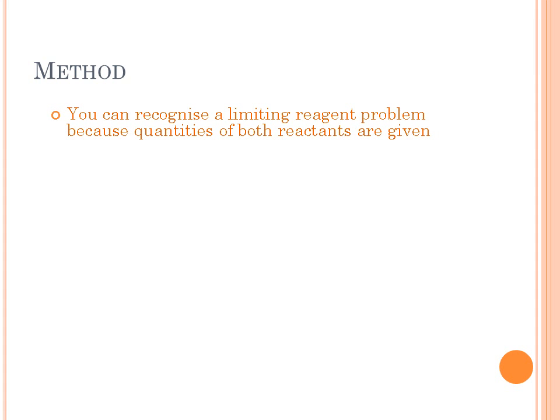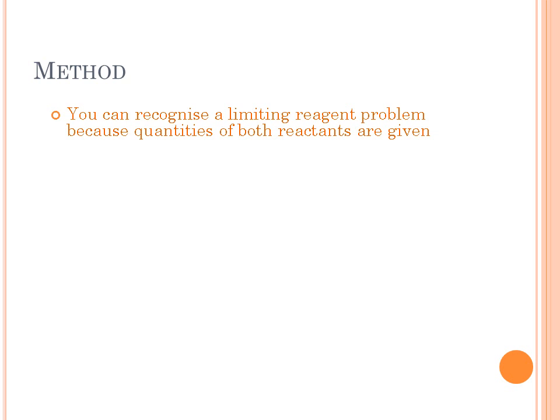So to summarise this method, so that you can do it again and again, the first thing we need to be able to do is to recognise when we've got a limiting reagent problem. And the easiest way of doing that is to look and see the information you're given. If you're given quantities of both reactants, then one of them is probably going to be in excess, and that's the way you actually recognise it.